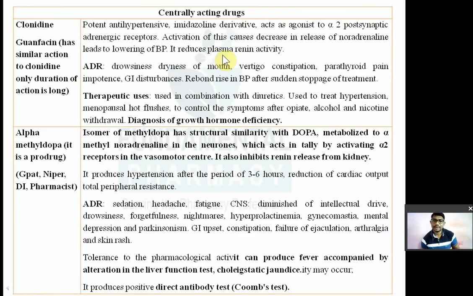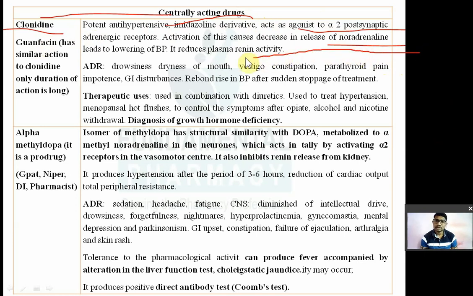Now, centrally acting drugs, those anti-hypertensive drugs which act by a central mechanism. The first one is known as clonidine. It is a potent anti-hypertensive drug. It is an imidazole derivative. याद रखो. Clonidine is nothing but an imidazole derivative. It acts as an agonist to the central alpha 2 receptor. It acts as an agonist to the alpha 2 presynaptic adrenergic receptor. Activation of this receptor decreases the release of noradrenaline, which leads to decreasing the blood pressure and also decreases the plasma renin.